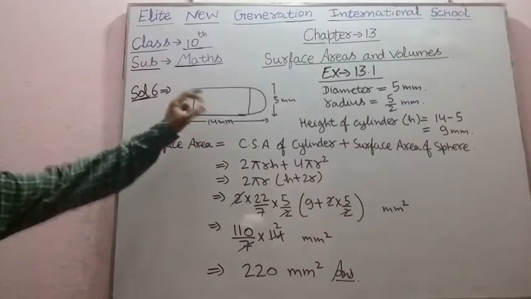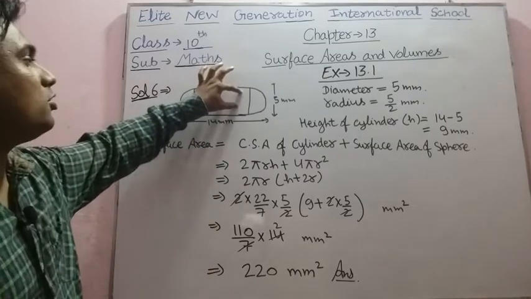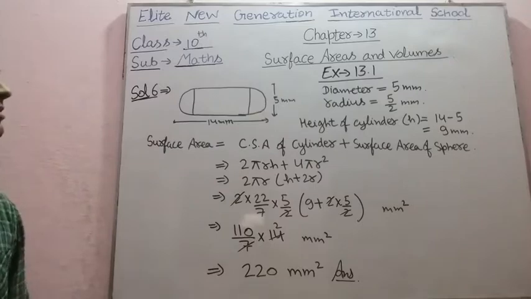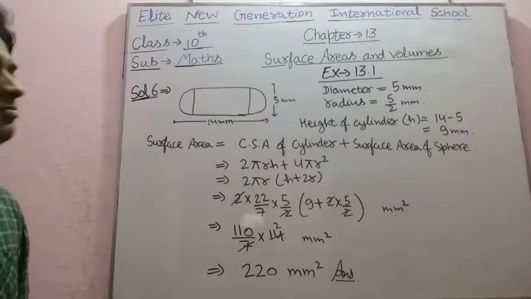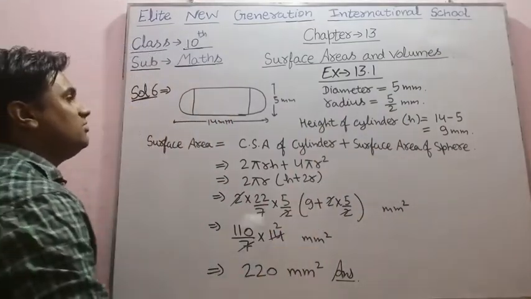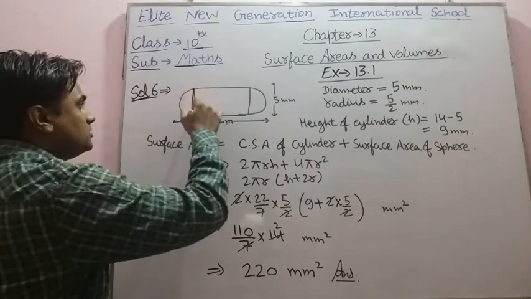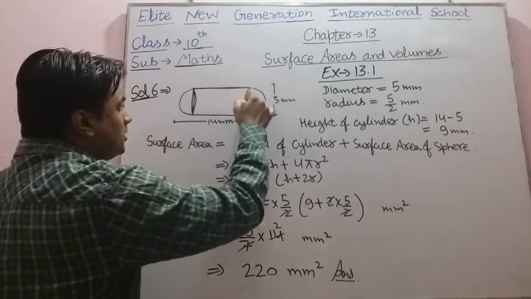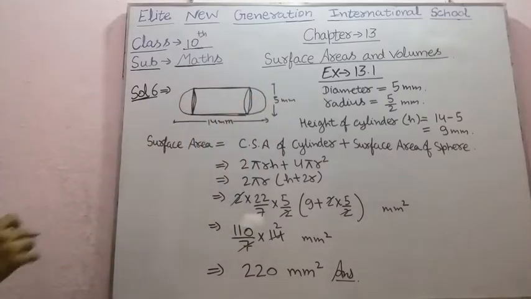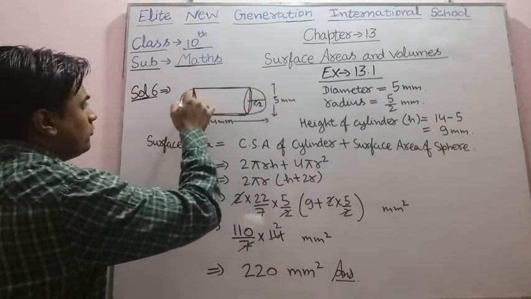Now in the figure we have given the total height of this capsule is 14 mm, and the diameter of the two hemispherical ends is 5 mm. So here the diameter is 5 mm, so the radius can be given by 5 upon 2 mm. Now here the height of the cylinder. In this capsule we have a cylindrical part, this part up to here is the cylindrical part, and two hemispheres are stuck with this. So this radius is 5 upon 2 and this radius is also 5 upon 2.